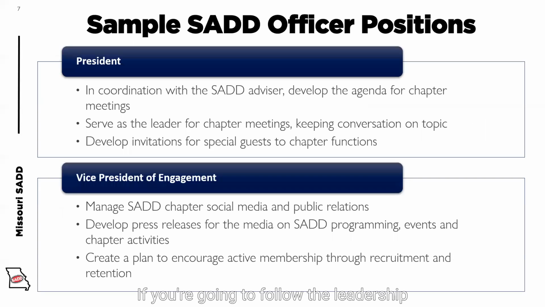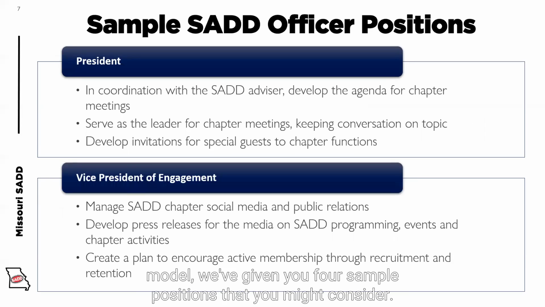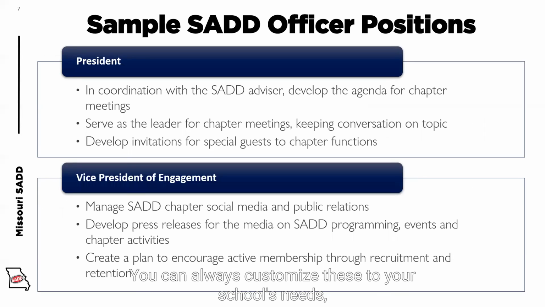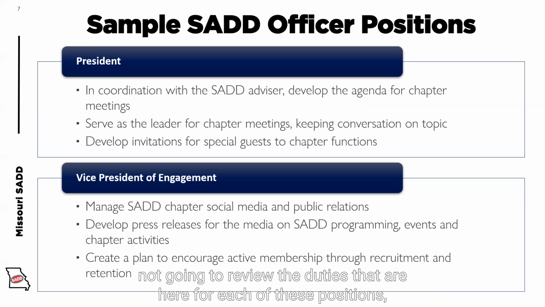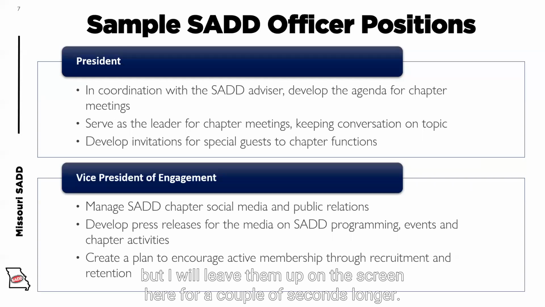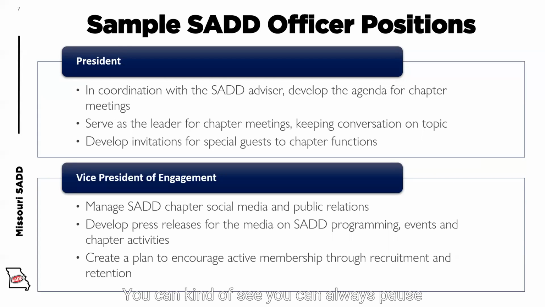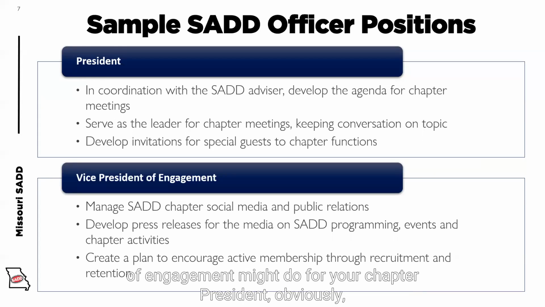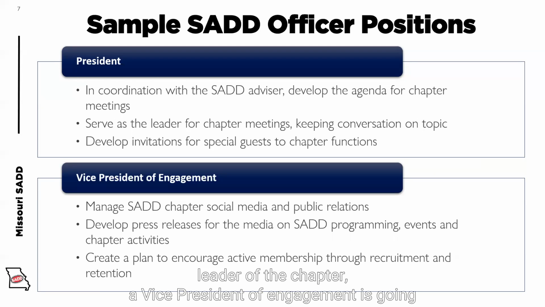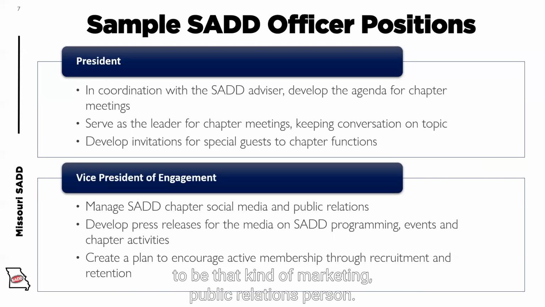If you're going to follow the leadership model, we've given you 4 sample positions that you might consider. You can always customize these to your school's needs, but we've given you, in this case, president and vice president of engagement. I'm not going to review the duties here for each of these positions, but I will leave them up on the screen for a couple of seconds longer so you can see. You can always pause and go back to this as to what your president and vice president of engagement might do for your chapter. President, obviously, is the leader of the chapter, and vice president of engagement is going to be that marketing, public relations person.